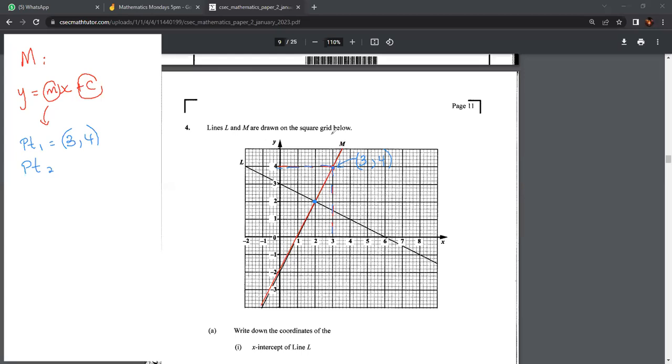All right. So I take another one that's easy to read. So my point 2 will be at 2, 2. Now, make sure that your 2 points are on M. It has to be on M.